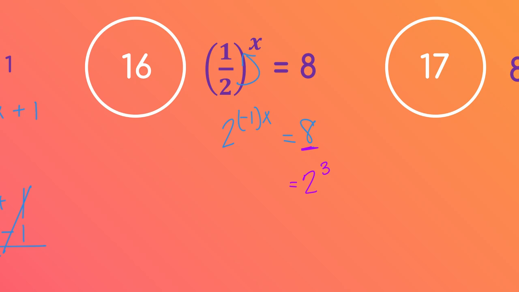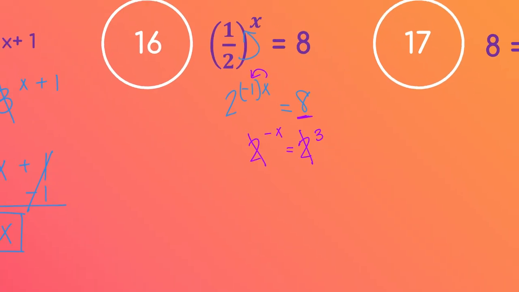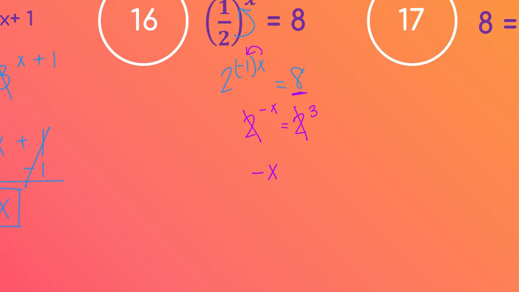And then don't forget to make sure you're distributing those powers and solving for that. So now I'm going to get 2 to the power of negative x. Cancel out my bases. And all I have left is negative x equals 3. Divide by negative 1. And x equals negative 3. And that's my answer.